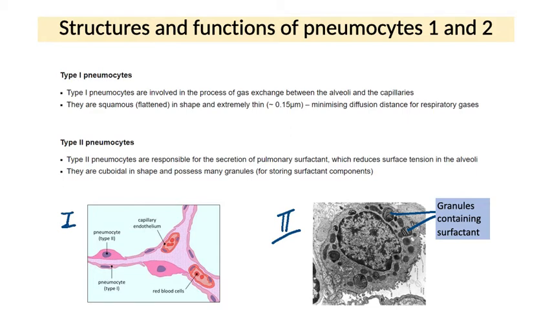So in this slide, you are going to see the detailed structures and function of pneumocytes type 1 and type 2. And this slide, the information belonged to BioNinja, so I took it from BioNinja. So for type 1 pneumocytes, let me read it, are involved in the process of gas exchange between alveoli and capillaries. So you can see from the picture number 1 that type 1 tend to be located next to the blood capillaries.